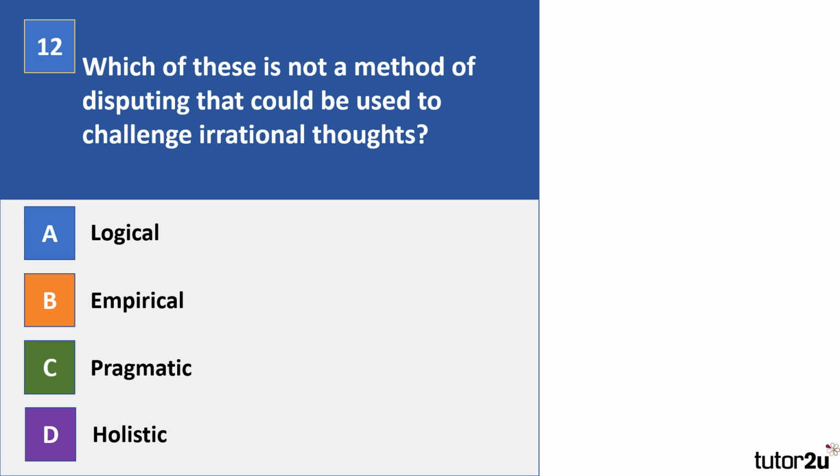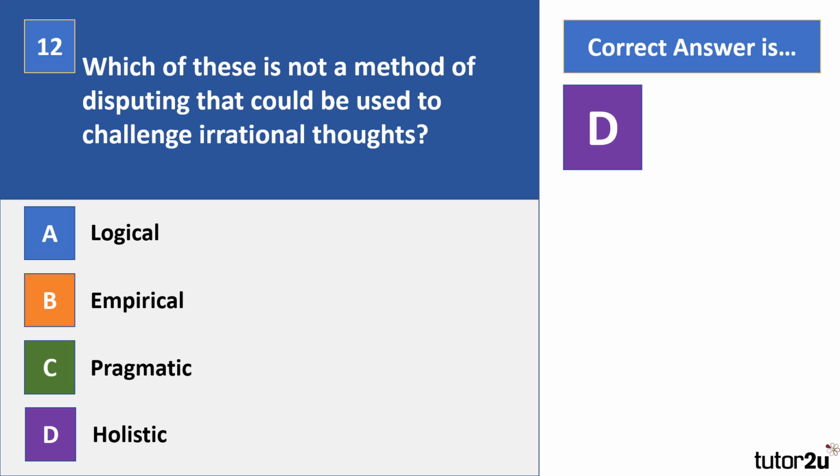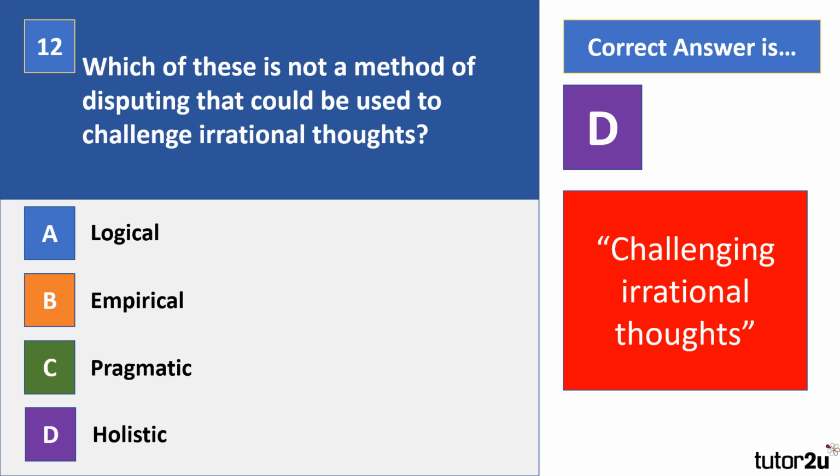Question 12. Which of these is not a method of disputing that could be used to challenge irrational thoughts? A, logical, B, empirical, C, pragmatic, or D, holistic. So which of those isn't a method of disputing? Pause the video. Okay, the correct answer here is D.